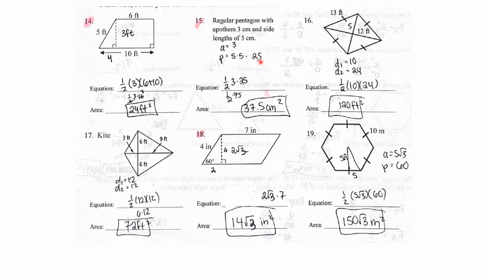So make sure you find your perimeter there. Remember that pentagons have 5 sides. That's something a lot of people missed on the quiz, thinking it was 6 sides. So the equation will be 1/2 apothem perimeter. You get 37.5 centimeters squared.